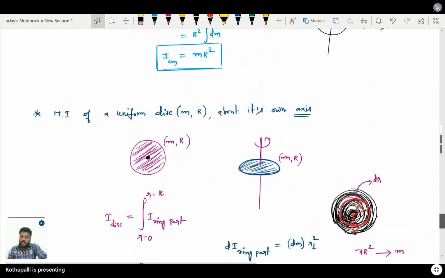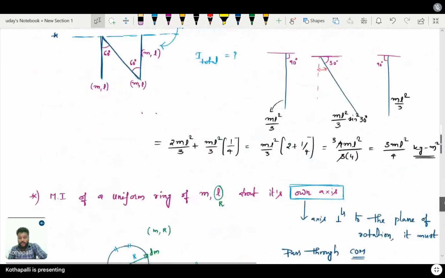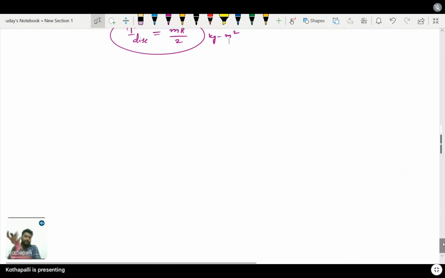So I'll give a list of moments of inertia of all rigid bodies, which is very important and you must remember until your NEET exam. Okay, so let's make a small table. In that I'll write the moment of inertia of important cases for NEET.